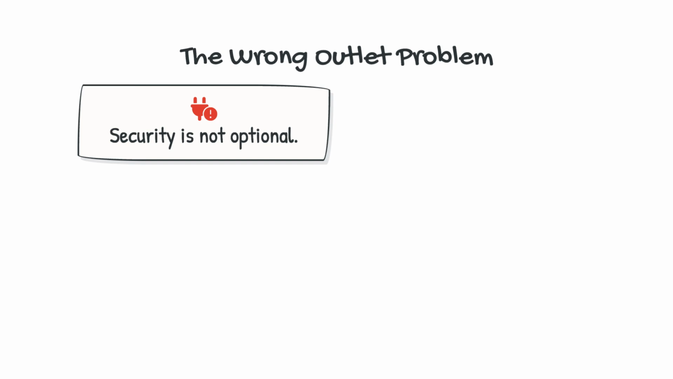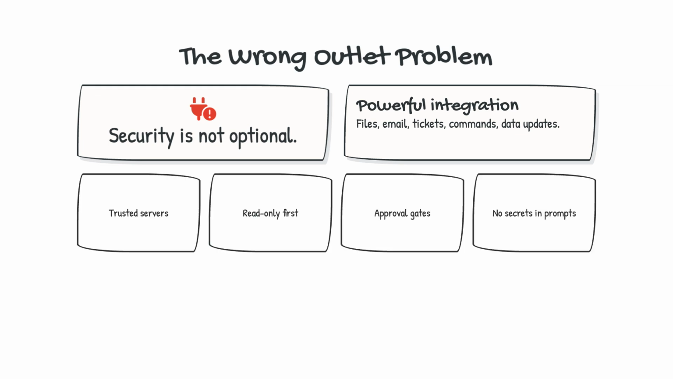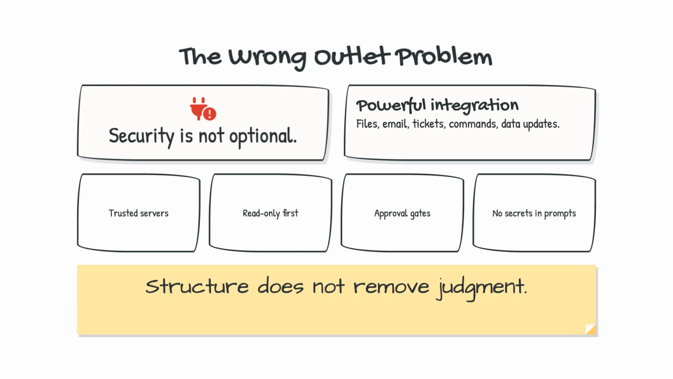But a universal adapter can plug into the wrong outlet. Security is not optional. If an MCP server can read files, send emails, update tickets, or run commands, treat it like a powerful integration. Use trusted servers. Prefer read-only permissions while learning. Require approval for sensitive actions. Keep secrets out of prompts. MCP gives structure. It does not remove judgment.